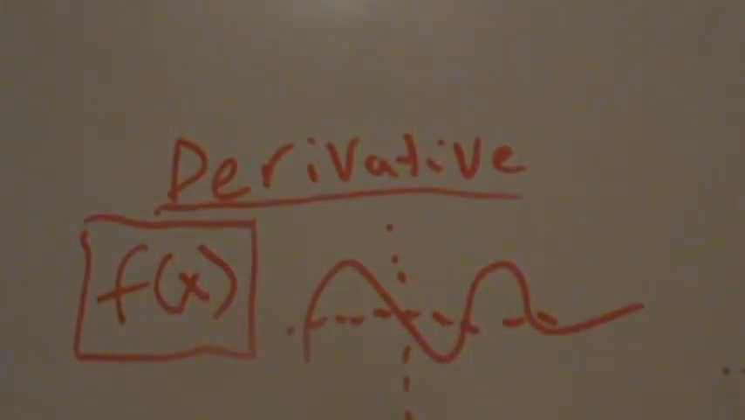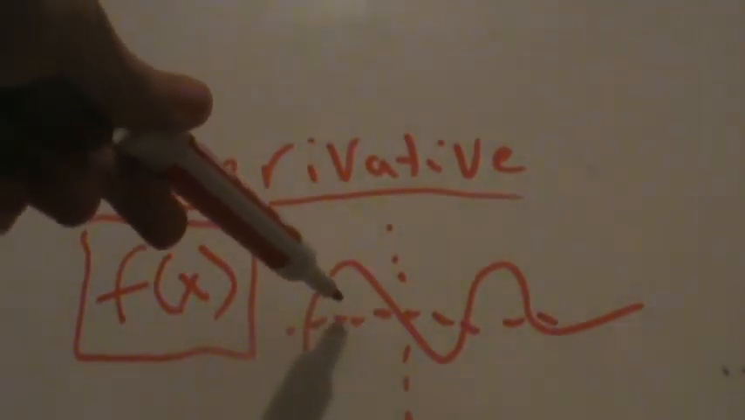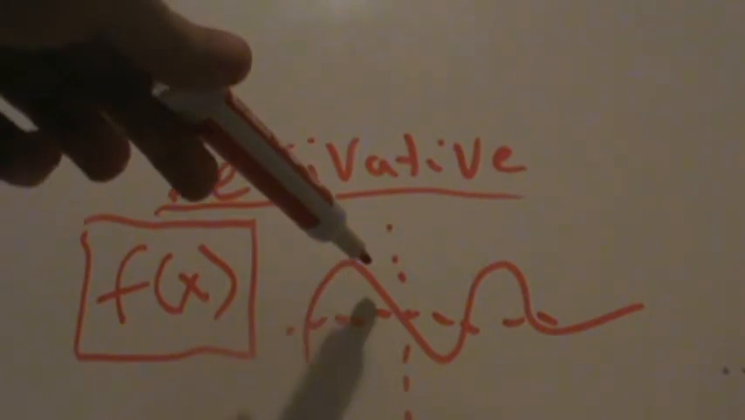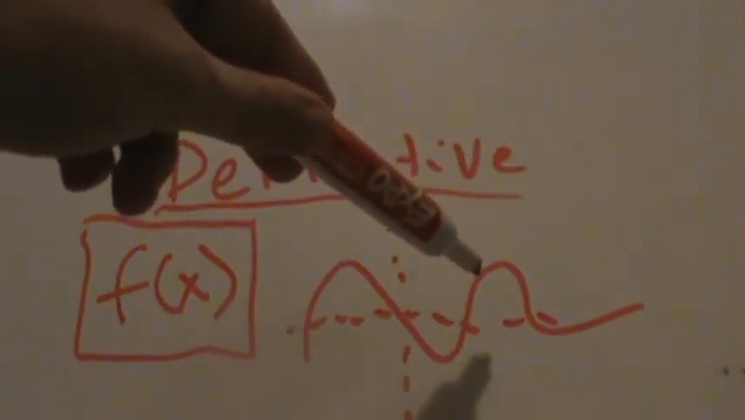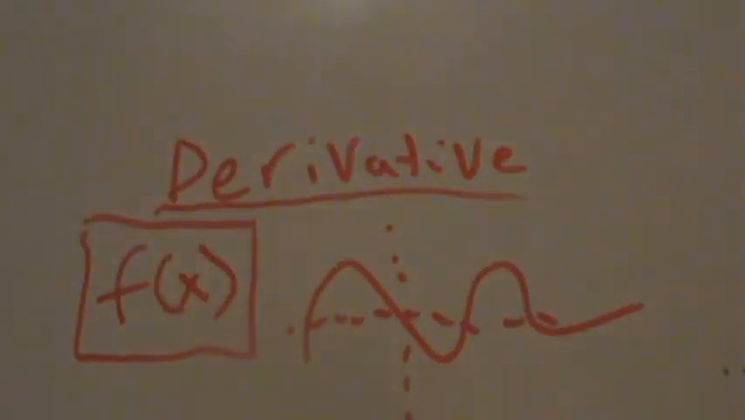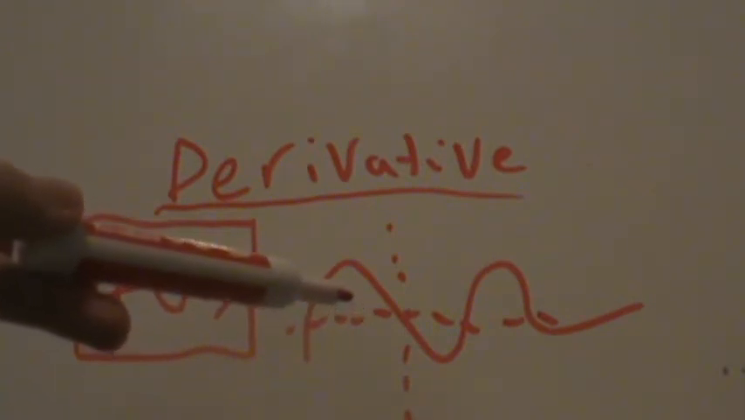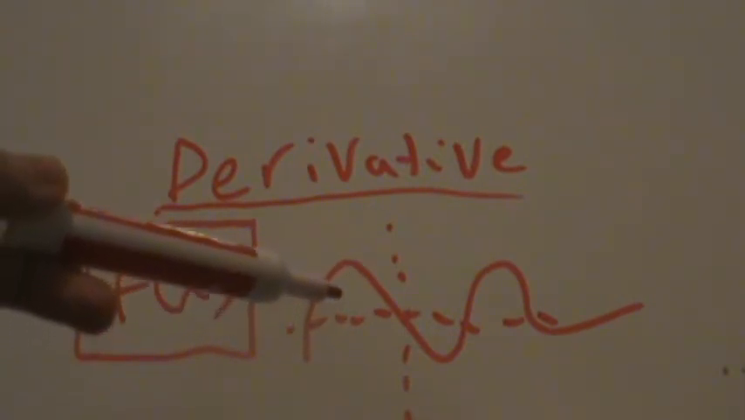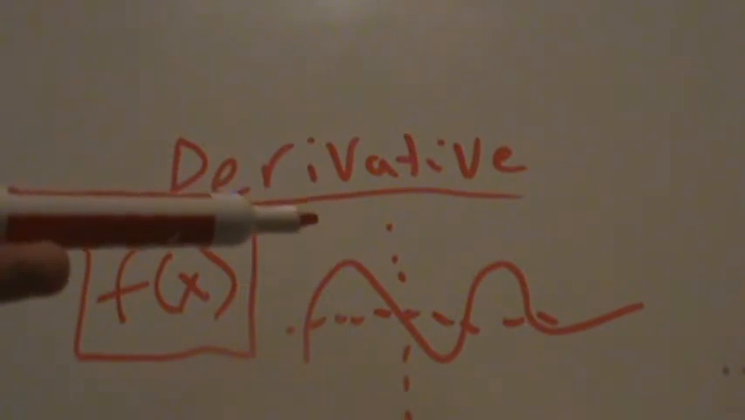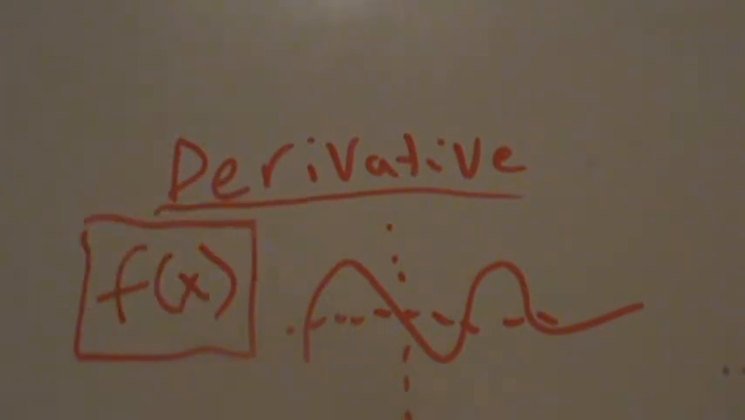Let's say in this function we wanted to know about a certain spot and how it was changing: if it was decreasing or increasing, what the function was doing at a certain spot in this graph, and how much it is changing. So this introduces us to the idea of the derivative. So what is the derivative?